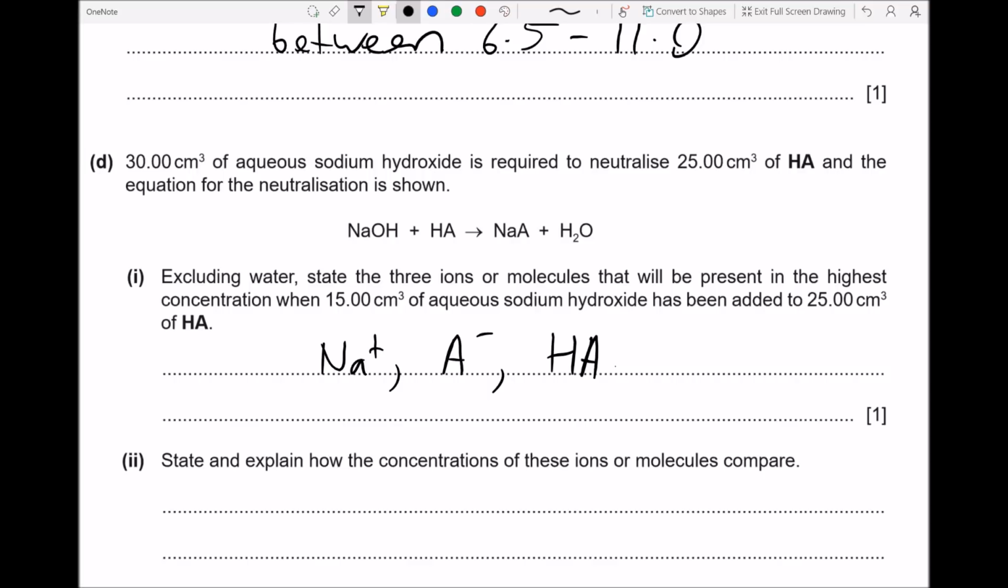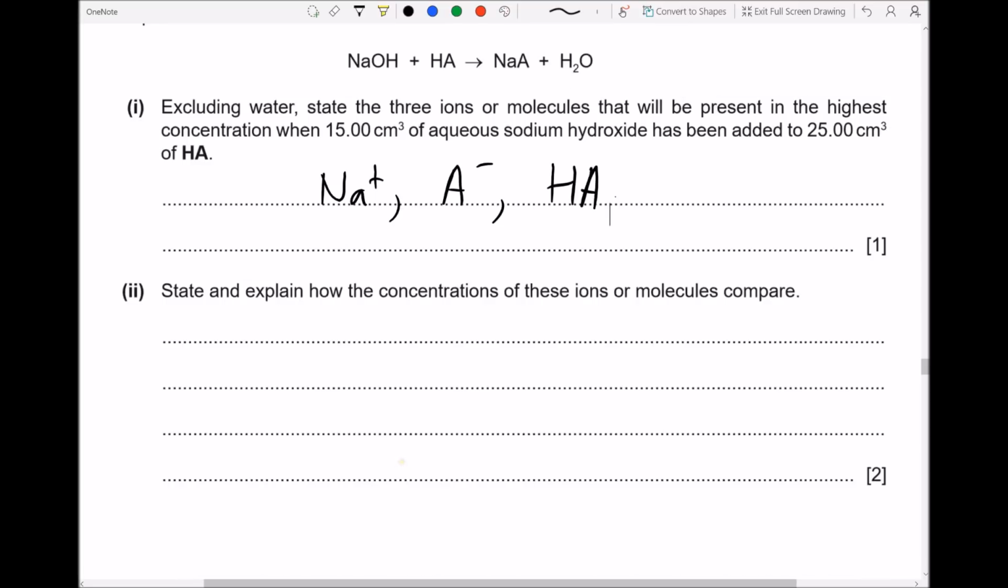So make sure you understand the half neutralization point and what's going on as well. Okay, and then it says state and explain how the concentrations of these ions or molecules compare. Well, we already mentioned this. So actually we'll have equal amounts of all of these in the solution. When we add more sodium hydroxide, this eventually will go down further, and these two will go up when we add more. But at the halfway point, obviously we have equal amounts of each.